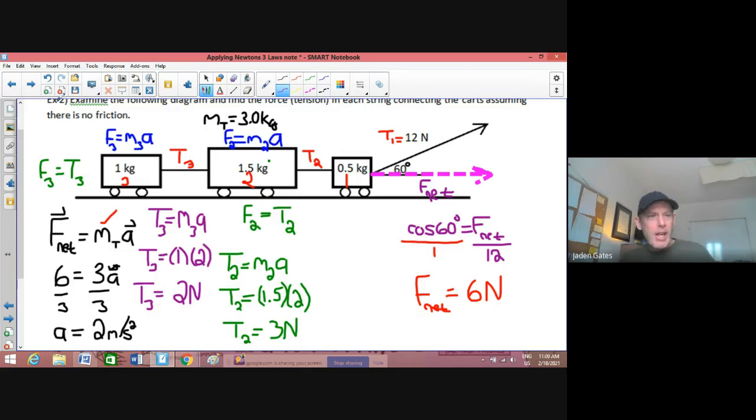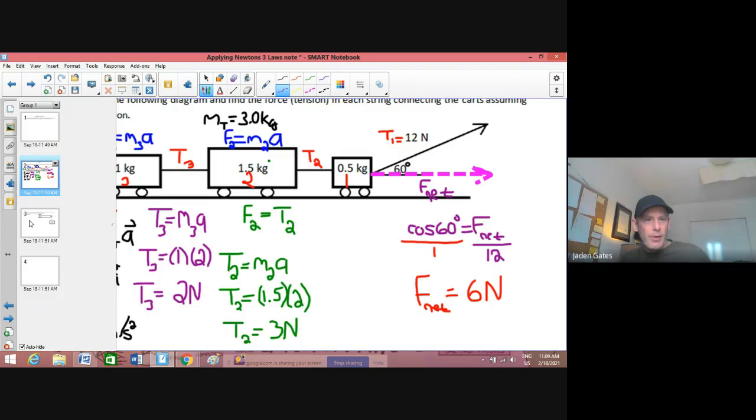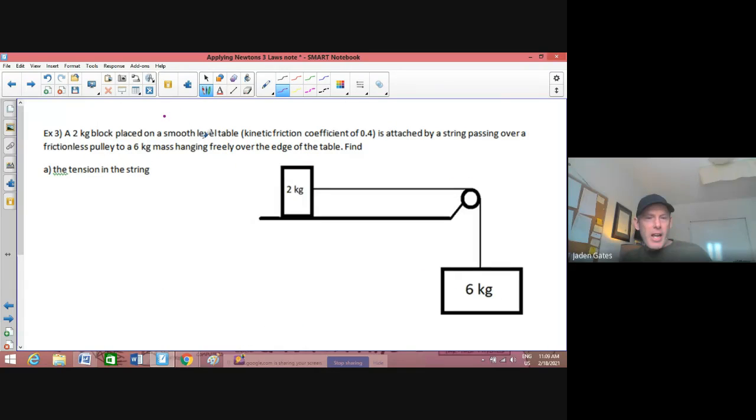Now, it gets a little more complicated, of course. We get to our next example, where a 2 kilogram block is placed on a smooth level table. We have kinetic friction here with a coefficient of 0.4. So before we even get going, that means my mu k here is equal to 0.4. We just talked about friction, right? It's attached by a string passing over a frictionless pulley, perfect world here, to a 6 kilogram mass hanging freely over the edge of the table. Find the tension in the string.